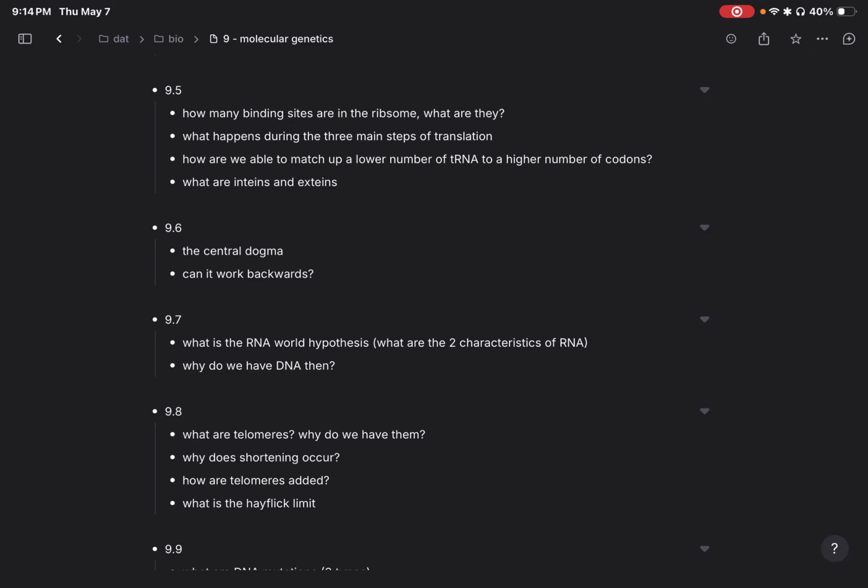Can it work backwards? Yes, in some cases they can, but usually not in human beings. Usually that's how viruses work. They'll do backwards transcription, and they'll form DNA from the mRNA that they have, and it's just not good.